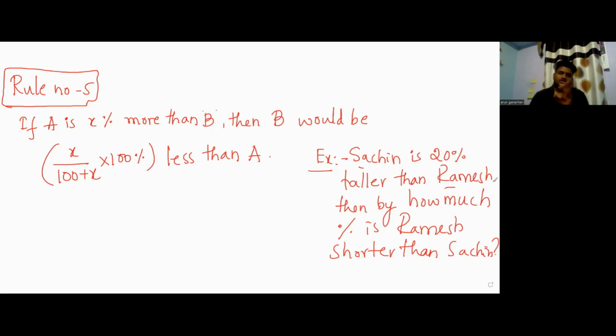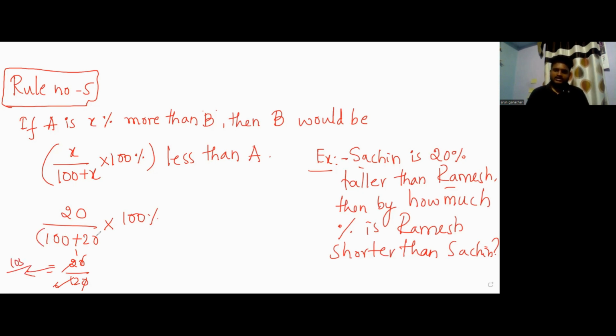There we will use this formula. This formula basically says whatever the value is, add that value in the numerator. So 20 divided by 100 plus 20 into 100 percentage. In your school days, you used to write one more step here, 20 by 120 and then cancel, two ones are two, 6. But here we'll cancel it directly and not write this extra step. As I've told you, one extra step will cost you 10 seconds.